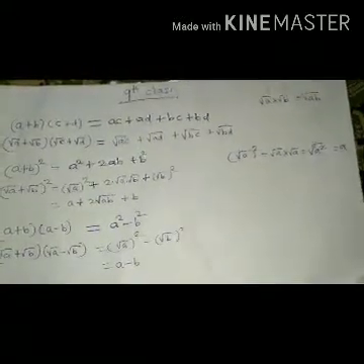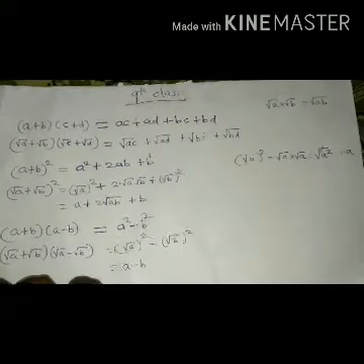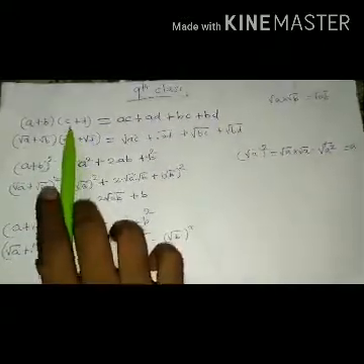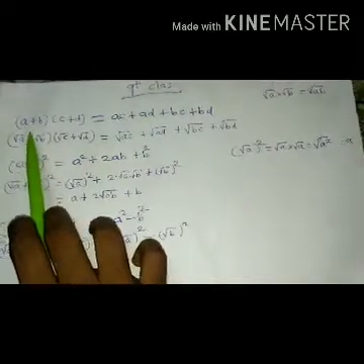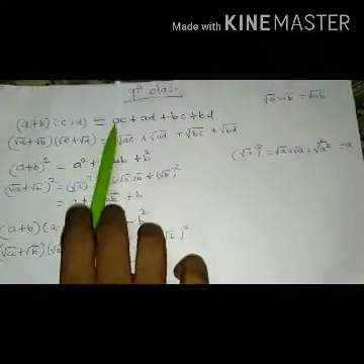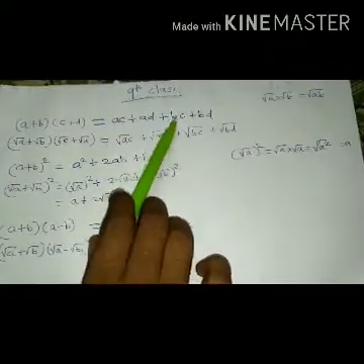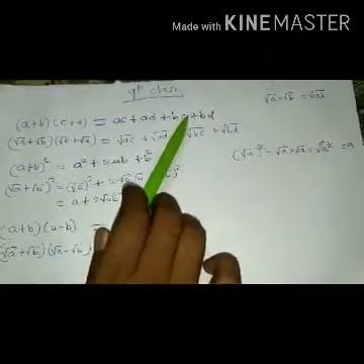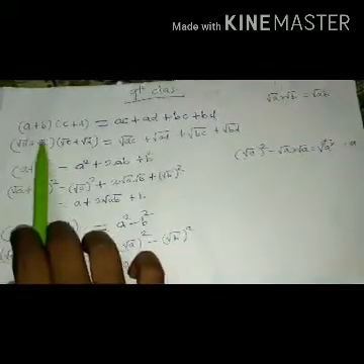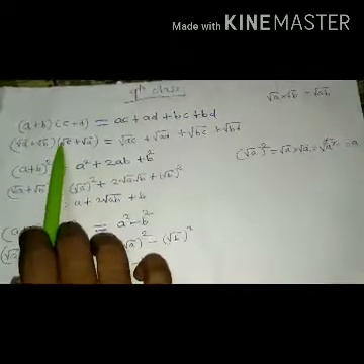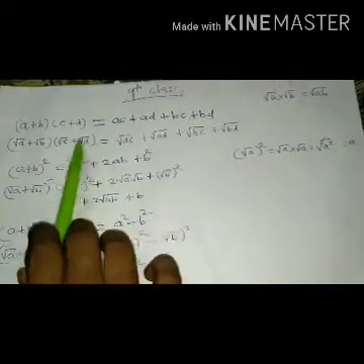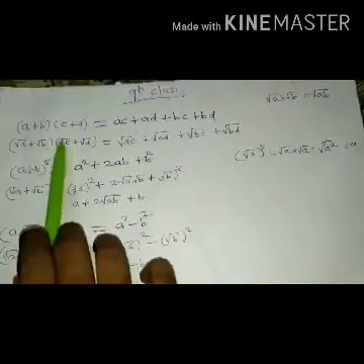Now today we are going to learn about the identities. In algebra we have already learned the identity a plus b into c plus d, which is equal to ac plus ad plus bc plus bd, and we apply it for irrational numbers. So it means root a plus root b into root c plus root d. So when we multiply these two, we get root a into root c.